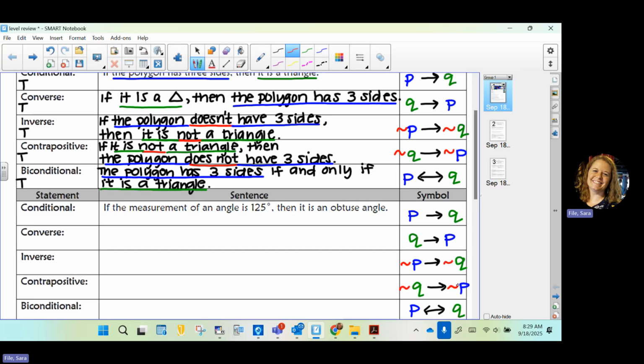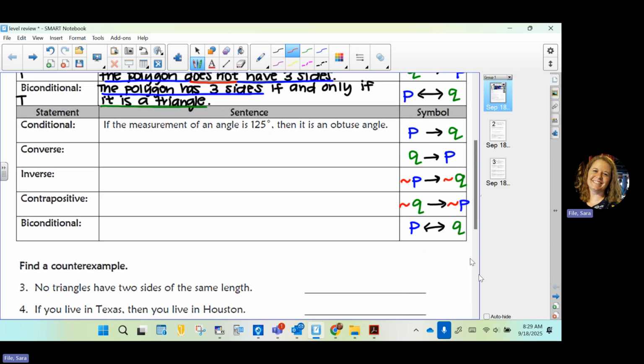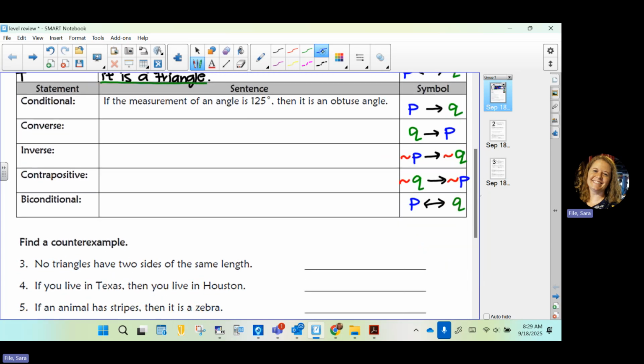All right, so there's the symbols. Those stay the same. Nothing changed there. Okay, so this time, my hypothesis, my P, is the measure of an angle is 125. My Q is, it is an obtuse angle. So this is a true statement. If the measure of an angle is 125 degrees, it is an obtuse angle. That is true. 125 is obtuse.